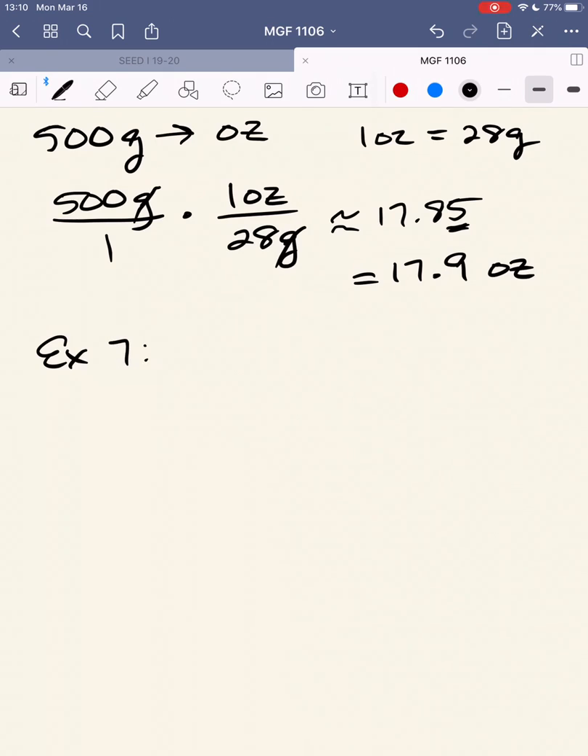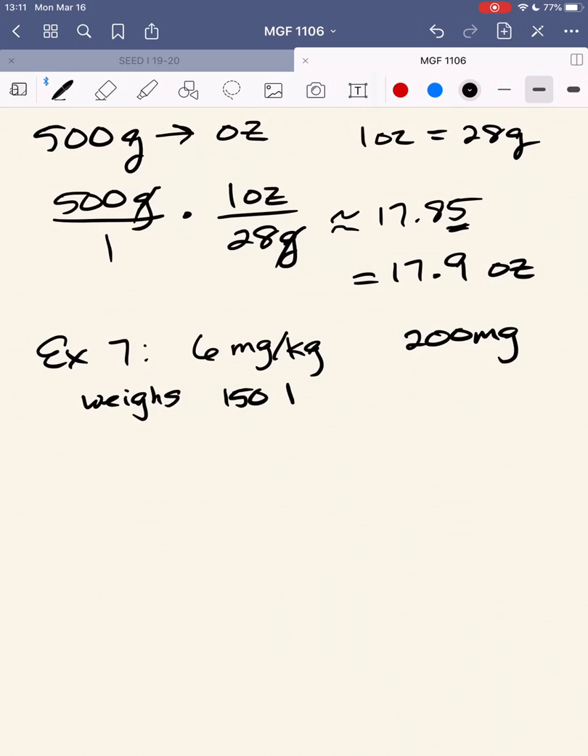The prescribed dosage of a drug is 6 milligrams per kilogram of weight daily. I want to know how many 200 milligram tablets should be given to a patient who weighs 150 pounds. So we have to do a little bit of work for this one. First of all, I'm given that for the weight of a person, 1 pound is 0.45 kilograms.